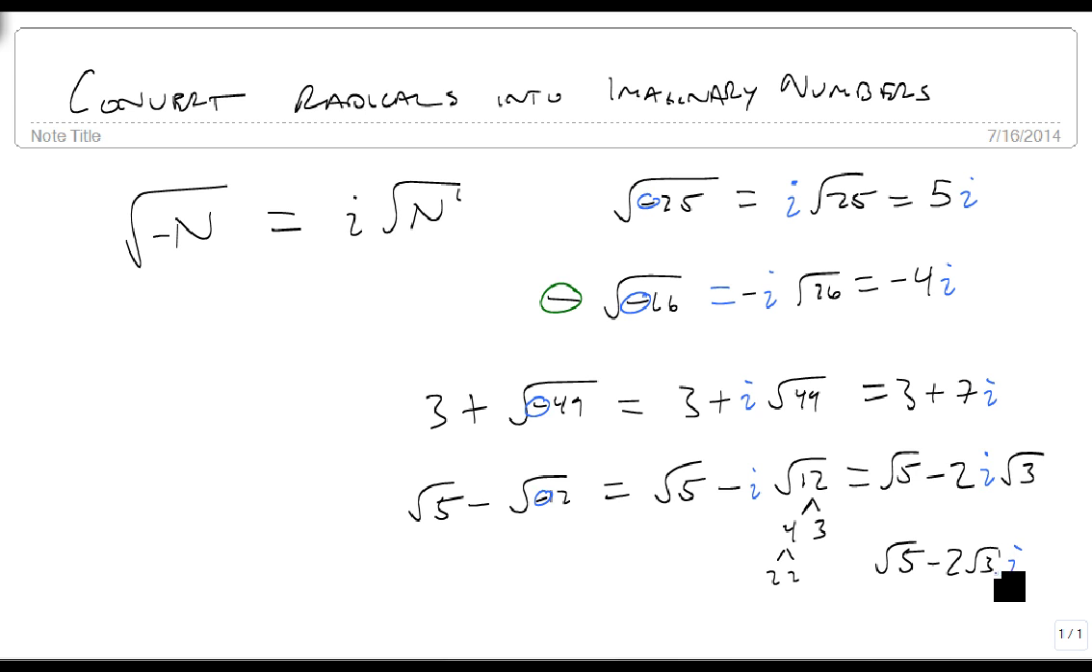It's also acceptable to write this answer as square root of 5 minus 2 root 3 i, but I see a lot of students accidentally put the i underneath the radical, so I prefer it out front. But that's how we convert radical expressions into imaginary and complex numbers.